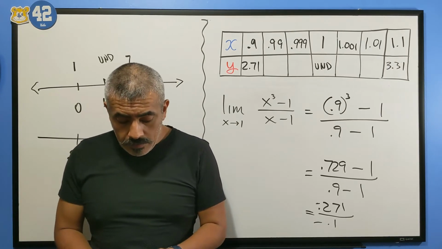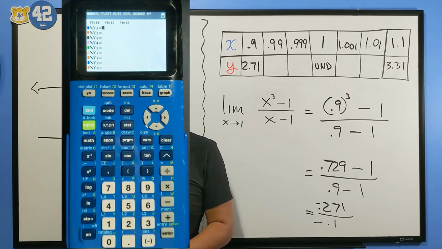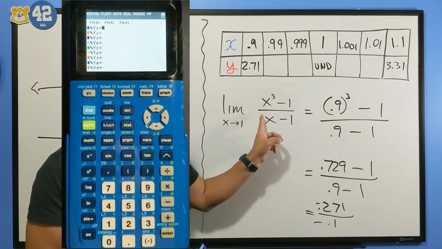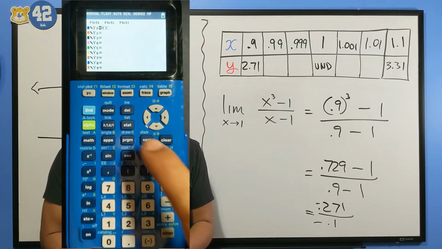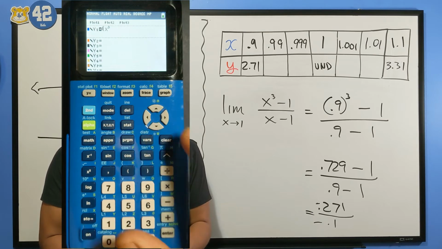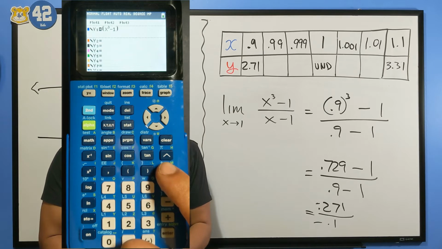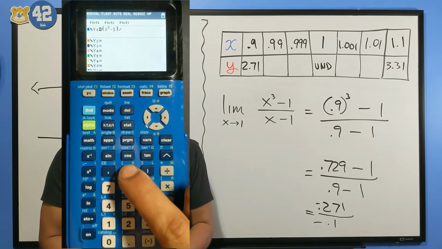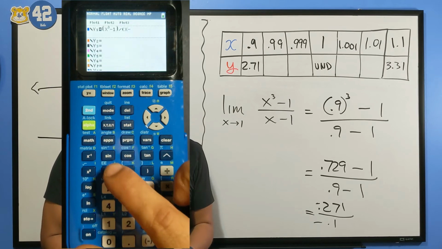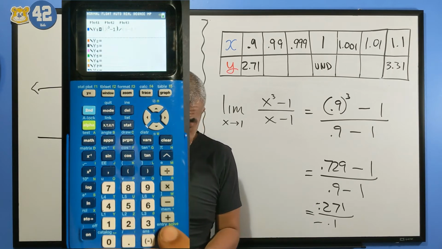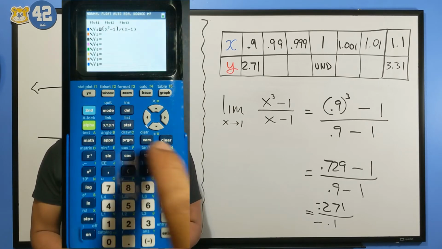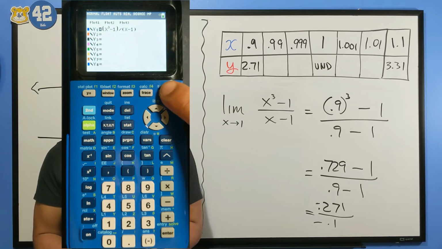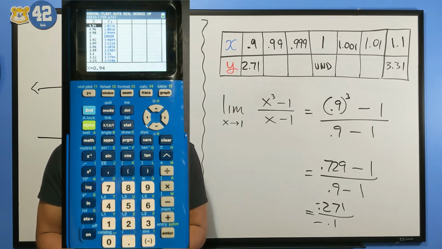First, you're going to go into y equals. And in y equals, you are going to put in this function: y1 equals, open parentheses, x cubed minus 1, close parentheses, divided by, open parentheses, x minus 1, close parentheses. Press enter. And then you're simply going to go to second again, and then the button that says graph. You will notice that above it says table. So you're going to go to second and table.